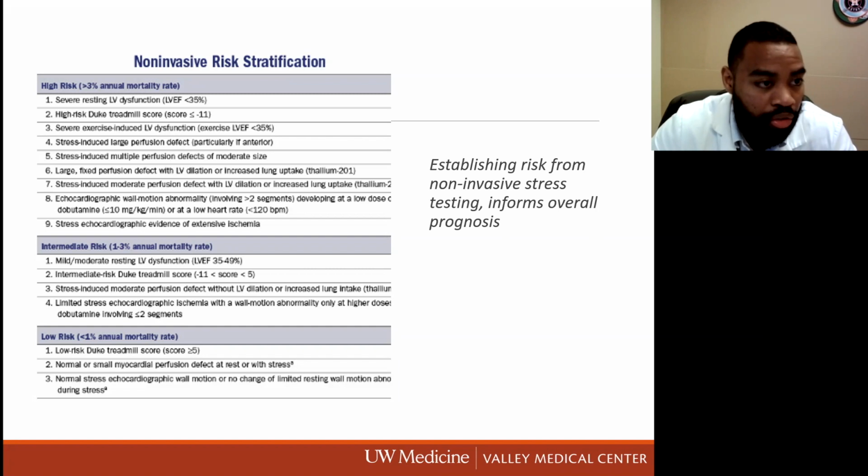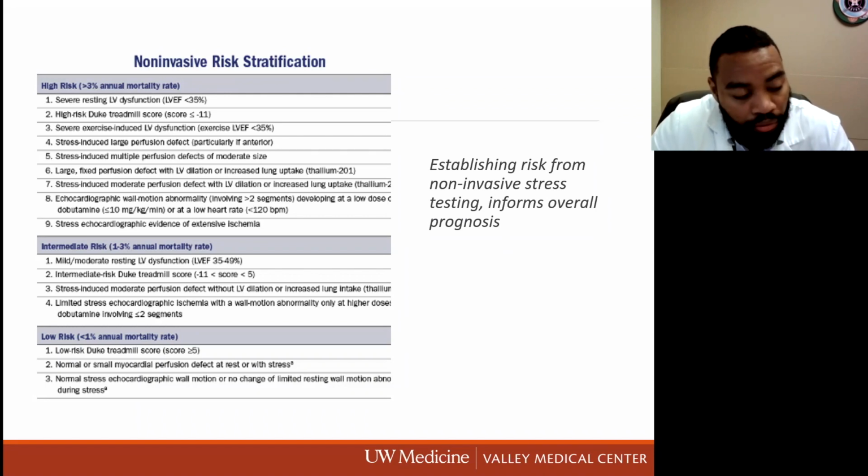Exercise-induced LV dysfunction is another one. So if they have a normal EF at rest, and with stress imaging it drops below 35%, that's a high-risk situation. Obviously, large perfusion defects in multiple territories are also considered high-risk features. Interestingly enough, for low risk, even if you have a stone cold normal study, you are still considered low risk. There's no such thing as no risk, obviously. But a normal study is on par with a small myocardial perfusion defect.